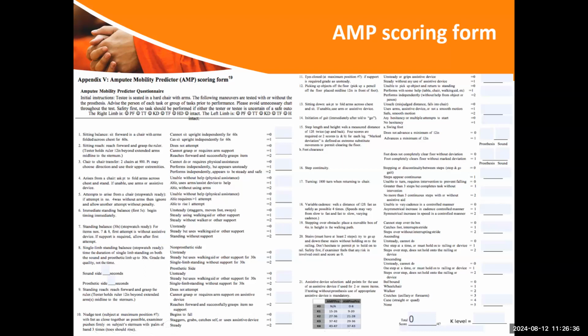You just need to know K0, K1, K2, K3, K4. What it is used for is mainly the prescription of the prosthesis. Like at a higher level, I mean the K3 or K4 amputees, they may have a better or more mobile prosthesis.